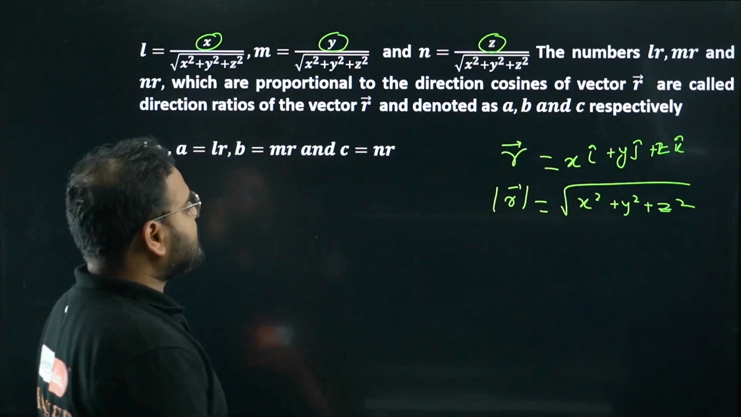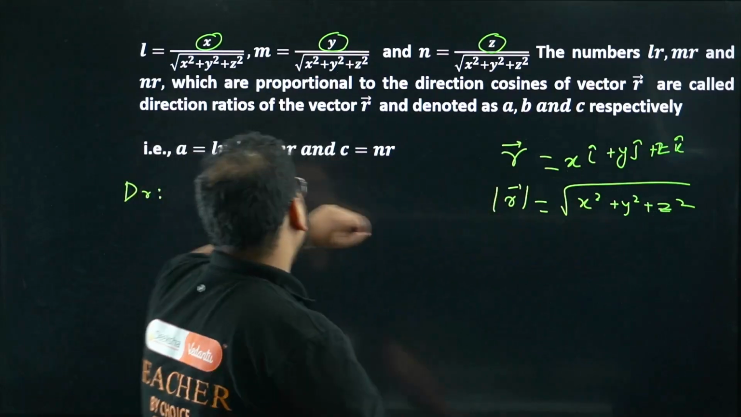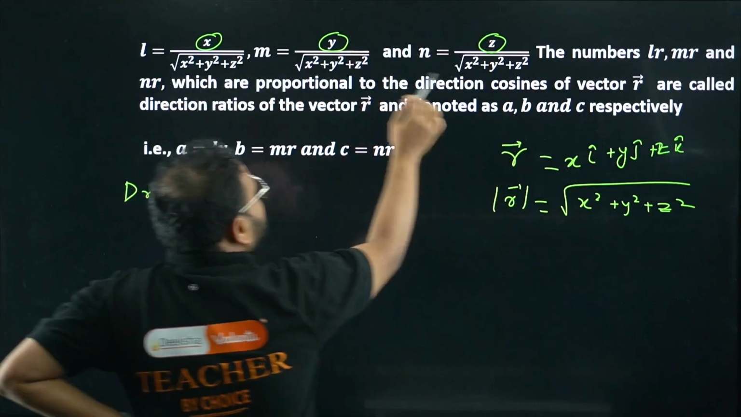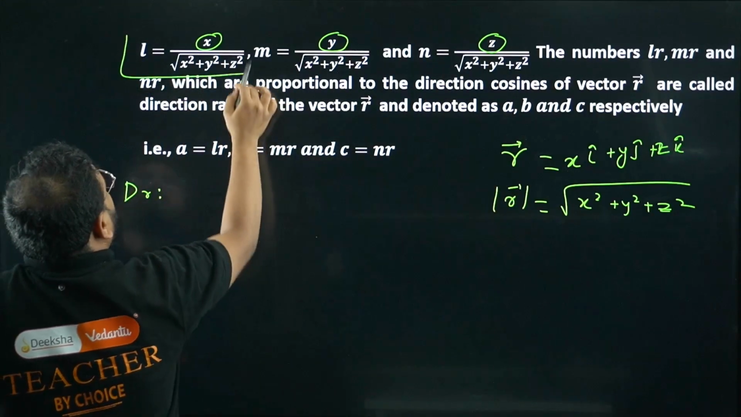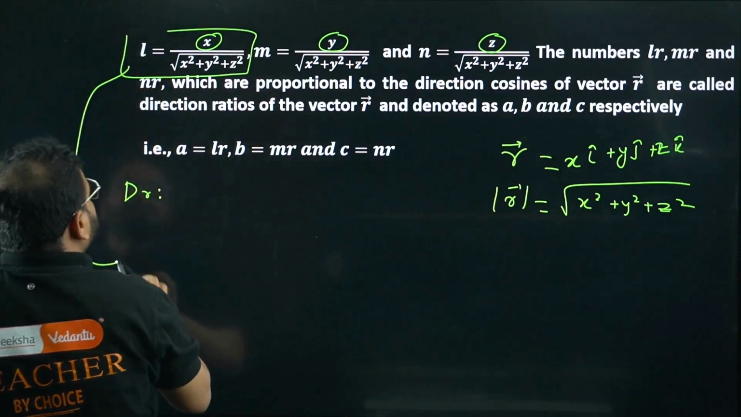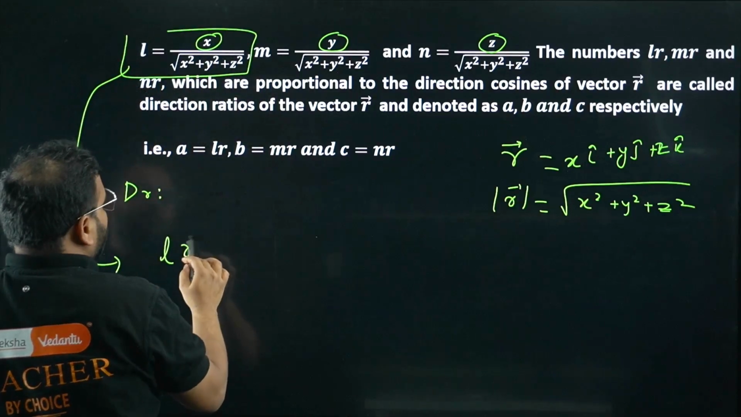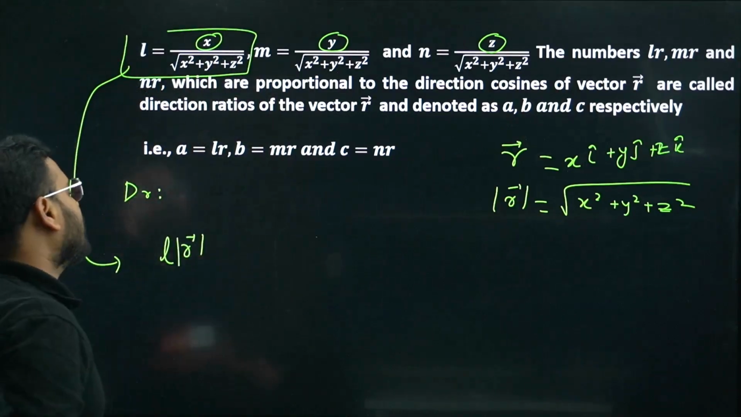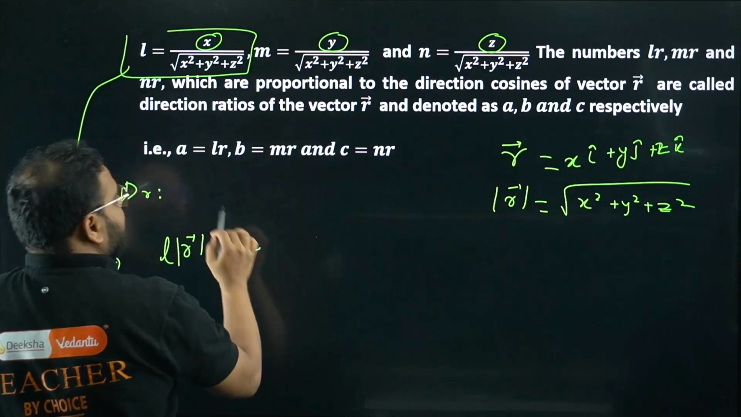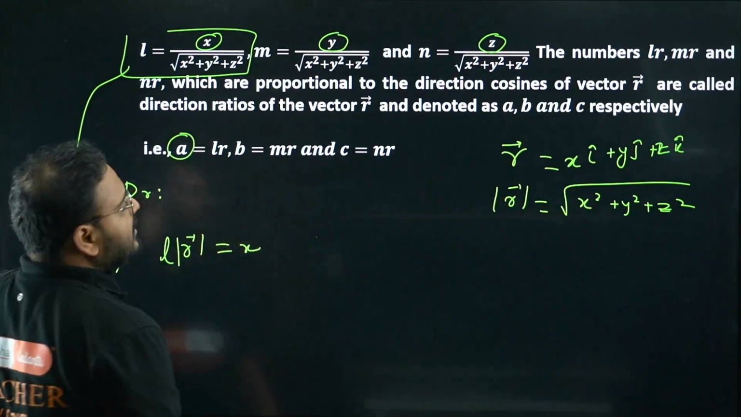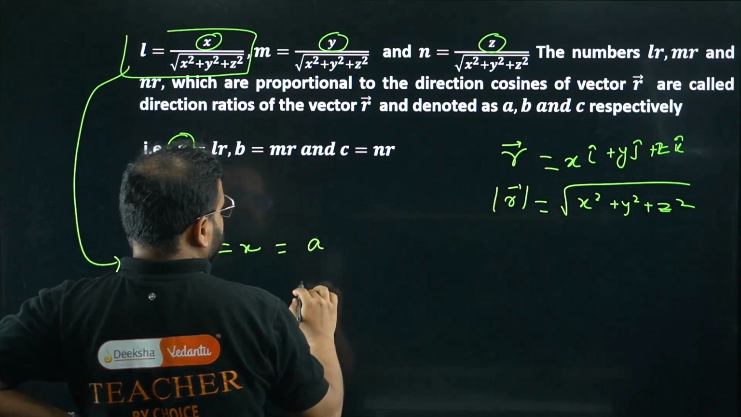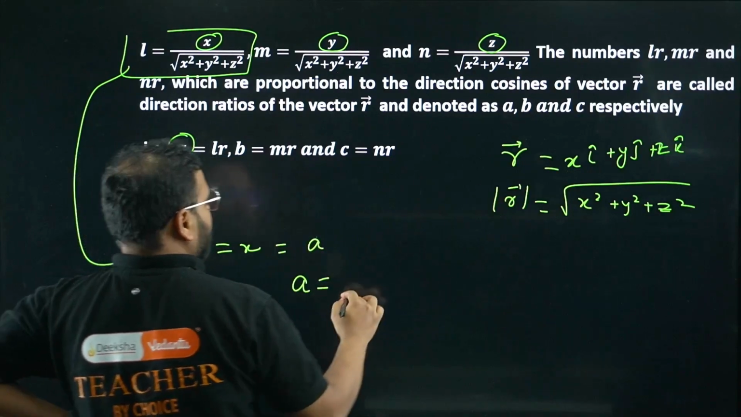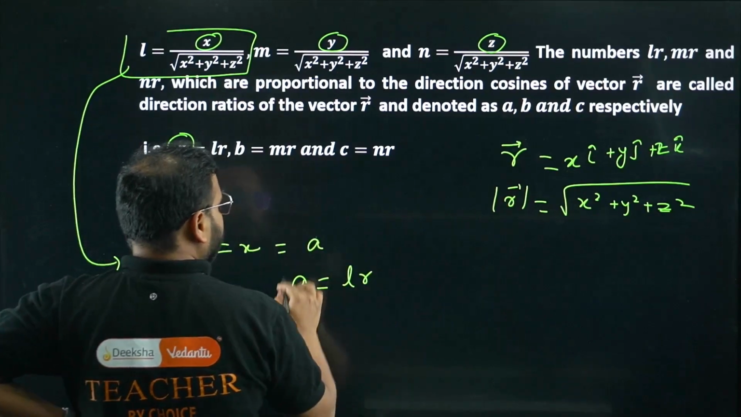Okay. The same thing that you see over here is written in the denominator of all these L, M, N values, right? So if you cross multiply, what are you going to get from the first one? From here, what you get is simply L times the mod of vector R equals X. In this case, they have taken this as A. I can take this as A also, right? So this becomes A equals L times R.